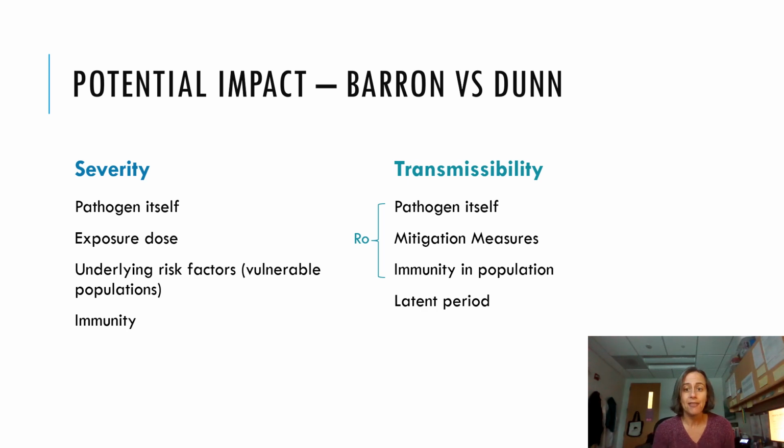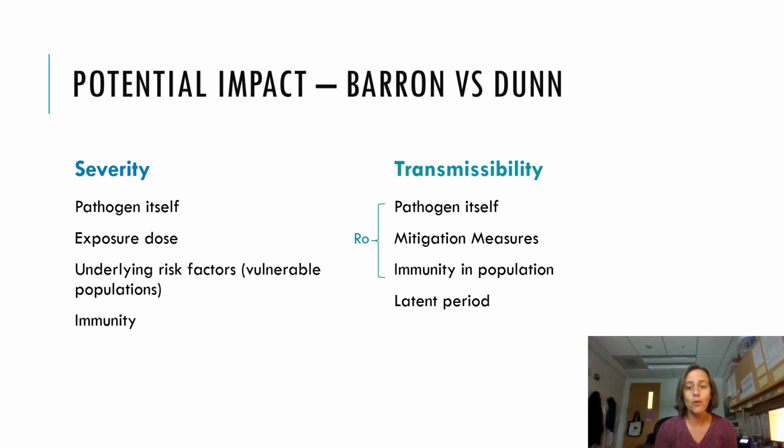So the pathogen is the same. The exposure dose, probably the same, right? It's not like people in Barron County were purposefully coughing in each other's faces and people in Dunn County weren't. Underlying risk factors, right? So risk factors that are more common in your population than in the others. So when we talk about vulnerable populations, remember the very young, the very old, pregnant people, people with immune compromise, and people with certain medical conditions.